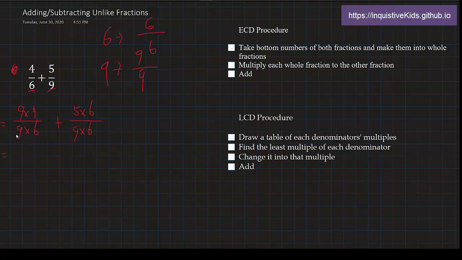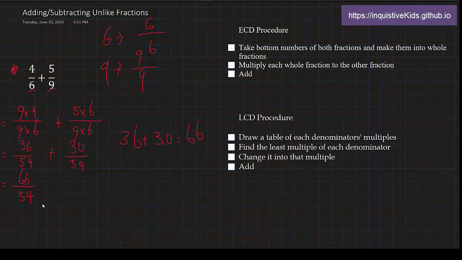So, if we simplify these fractions, we get 36 over 54 plus 30 over 54. Since they're now like fractions, we can add them easily by keeping the denominator the same and adding the numerators together, which would give us 66, because 36 plus 30 equals 66.